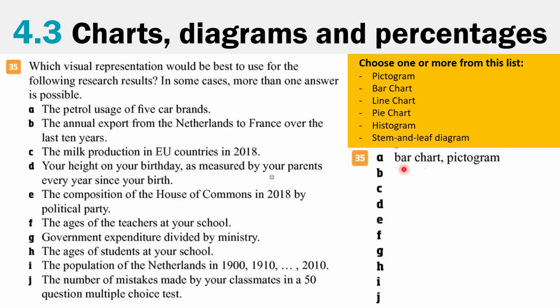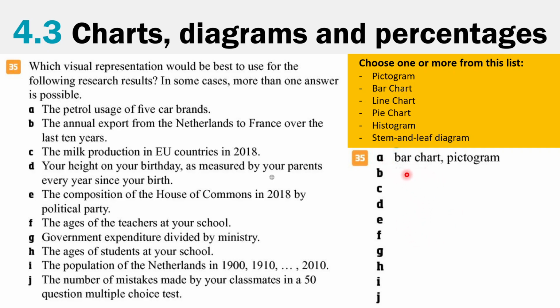Remember that you cannot use a pie chart here. Pie chart is always something that visualizes 100%. Here we're only talking about the petrol usage, so it's going to be quite weird if you put this in a circle, because then everything has to add up to 100%, and then it's more difficult to read.